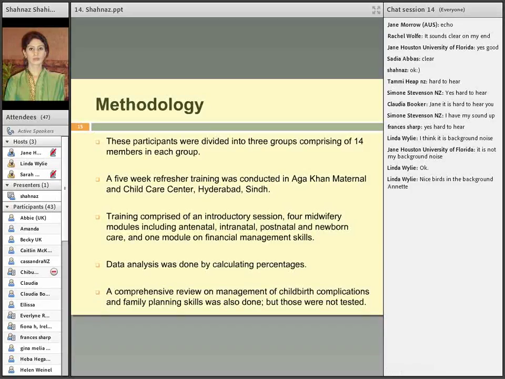Methodology: the participants were divided into three groups of 14 members each, and a five-week refresher training was conducted at the Aga Khan Maternal Child Health Center, Hyderabad, Sindh. The training comprised an introductory session, four midwifery modules specifically covering antenatal, intranatal, postnatal and newborn care, and one module focusing on financial management skills. Data analysis was done by calculating simple percentages. A comprehensive review on management of childbirth complications and family planning skills was also done, but those were not tested.